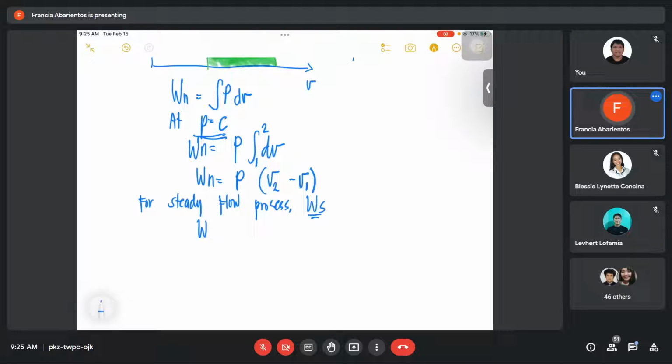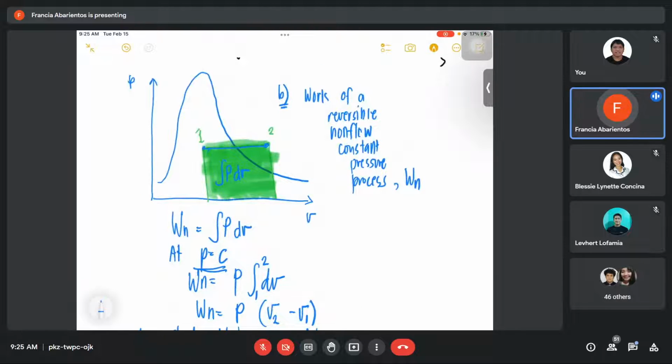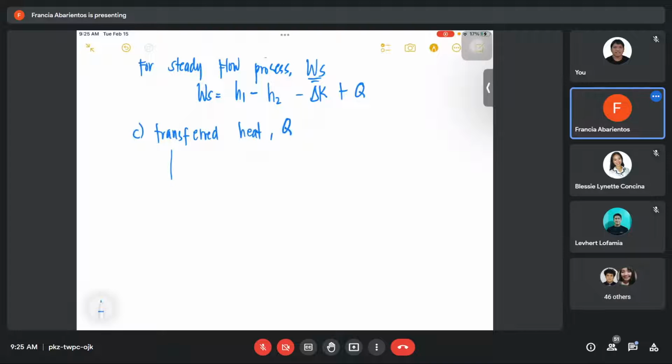So, may iwan sa atin is the enthalpy: H1 minus H2, minus the kinetic energy, plus the Q. Okay? So, depende na lang to class sa ating general equation. Mamaya, magsasolve tayo. And also, the transferred heat, or the Q. How about sa PV diagram class, work yung nakukuha natin. But here, in TS diagram.